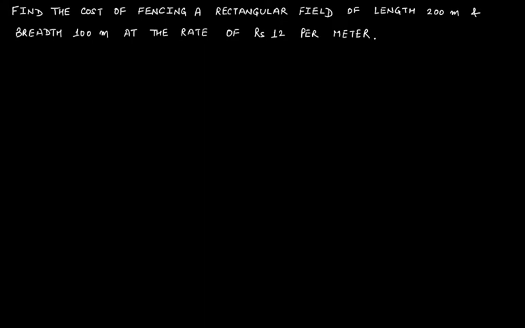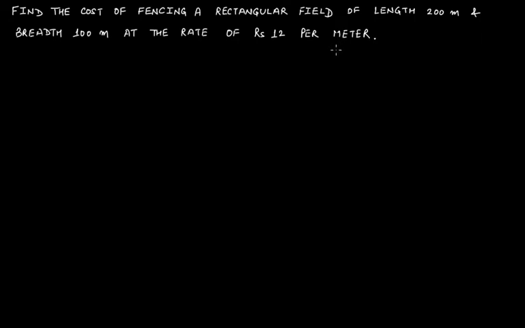Find the cost of fencing a rectangular field of length 200 meter and breadth 100 meter at the rate of rupees 12 per meter. So we have a rectangular field or park and we have to fence it. Just assume that the material that you are using to fence it is some metal wire. So the cost is rupees 12 per meter and you have to tell what would be the final cost of fencing it.